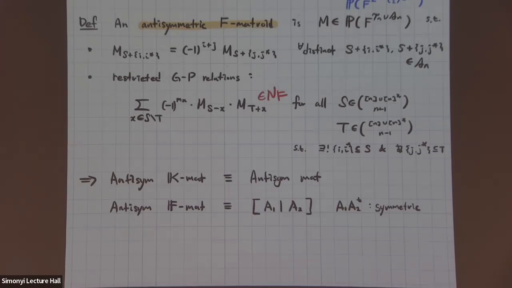In this case, by our definition, the antisymmetric K-matroid is equivalent to our original antisymmetric matroid. And when we consider it over a field, it is a vector which satisfies the restricted Grassmann-Plücker relation, so it is equivalent to a Lagrangian subspace, or, as another reformulation, an n by 2n matrix satisfying these conditions.